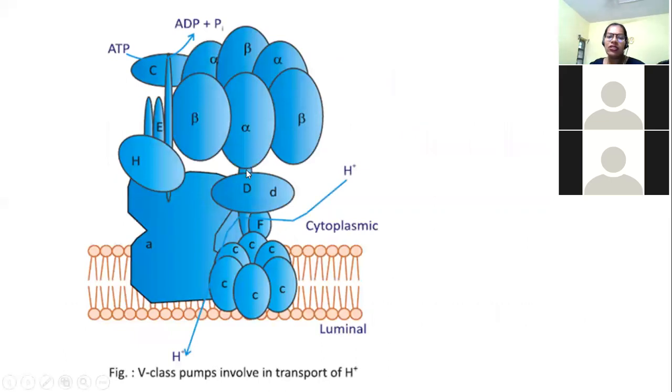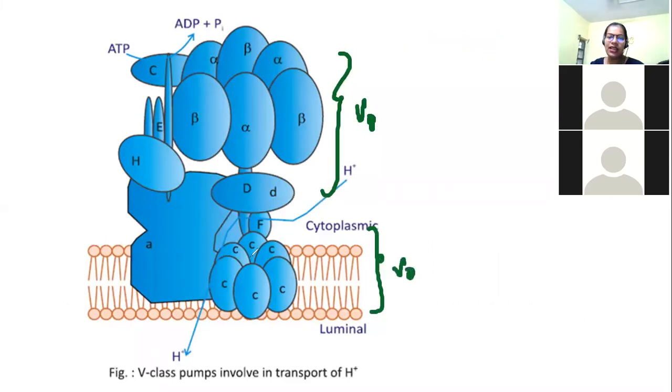So this is the structure. If you see the structure of the V class pump, you see that it is very much similar to your F class pump, right? This is similar to your F1, which is called V1. And in the transmembrane region, we have got the V0.